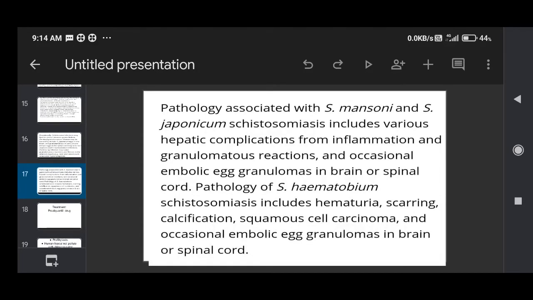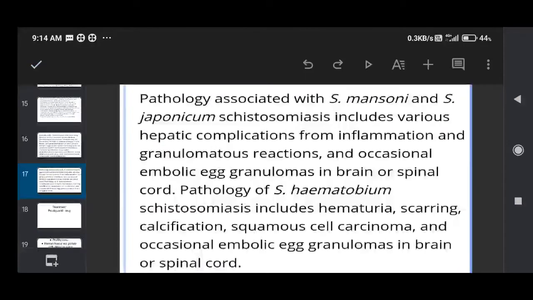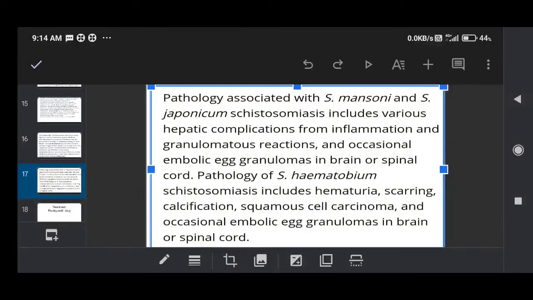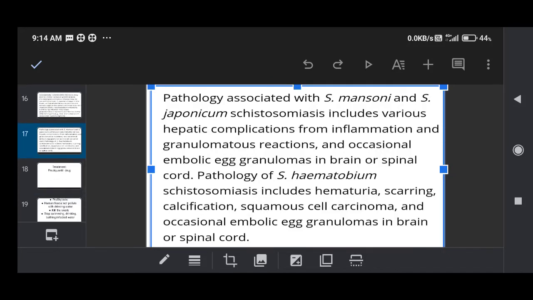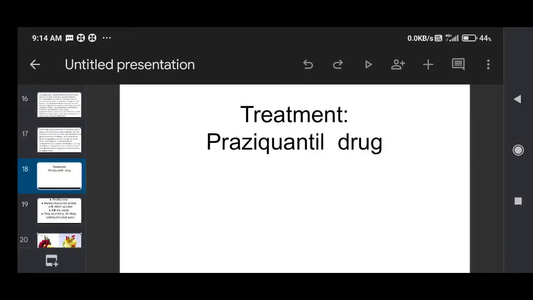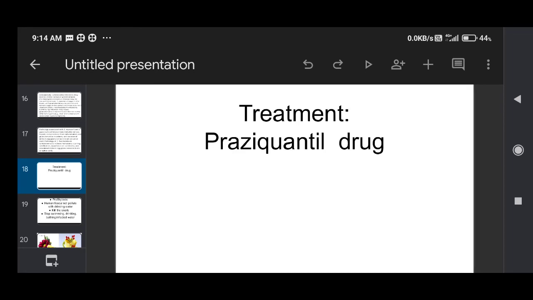We can identify Schistosoma haematobium by urine examination. The eggs can also be identified by fecal examination, so we can identify the number of eggs of Schistosoma haematobium in fecal matter. Next, treatment. We can control the disease with the drug praziquantel. All Schistosoma haematobium stages can be controlled by praziquantel.